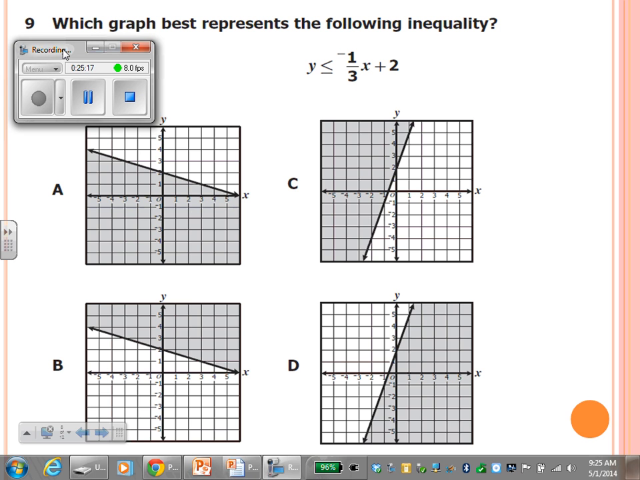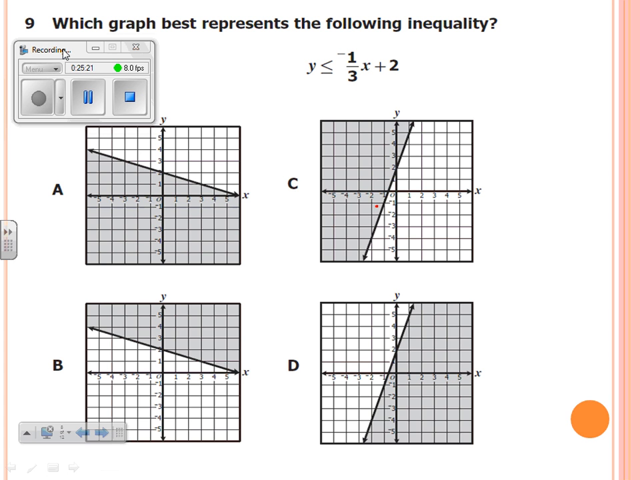Okay. A number 1. What kind of slope does this have and this have? Positive. These have what kind of slopes? Positive. What kind of slope does your equation have? So we can X these two out to start with.